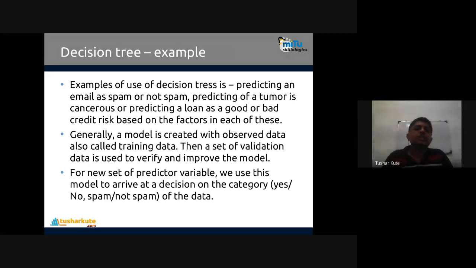Generally, the model is created with the observed data, also called training data. Then a set of validation data is used to verify and improve the model. We have seen this already, and it is applicable to decision tree algorithms also. The model is generated with the observed data, which we call training data, and then we apply the testing data to check whether the tree is perfectly created or not. Then, with a new set of predictor variables, we use this model to arrive at a decision on the category, yes or no, spam or not spam, of the data.